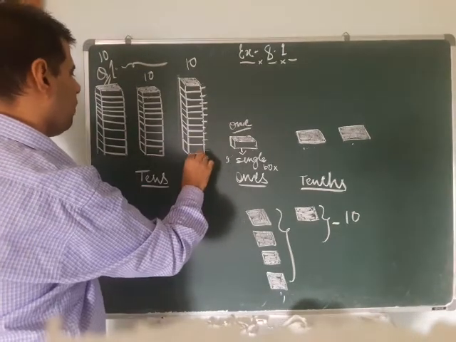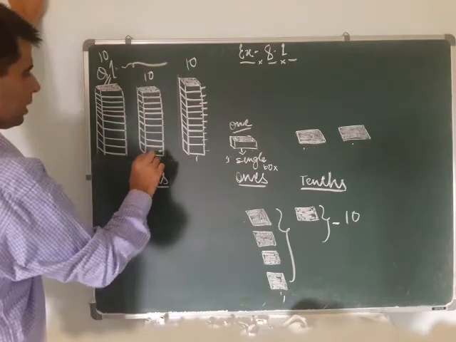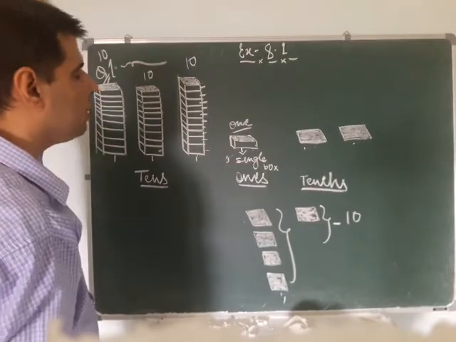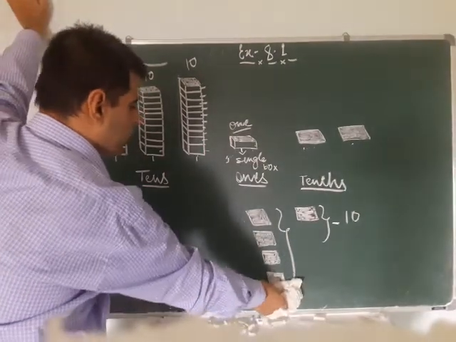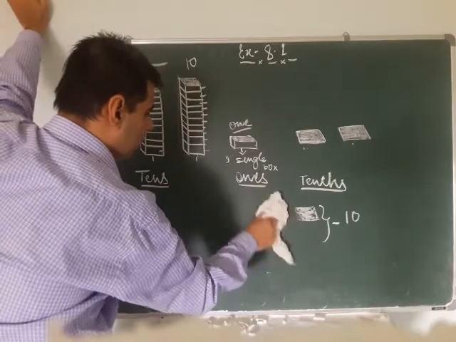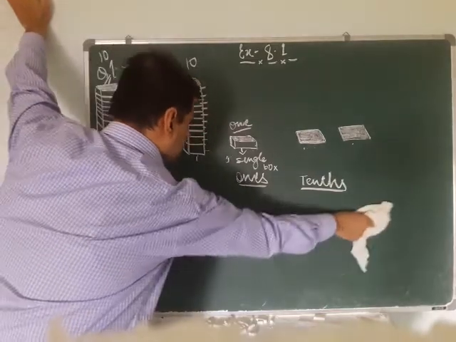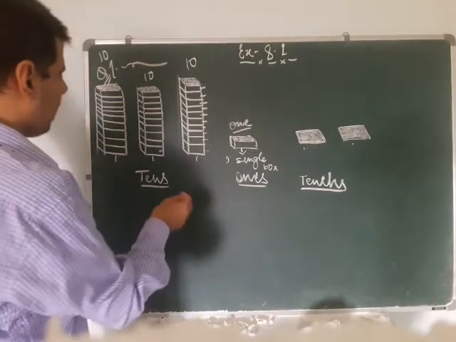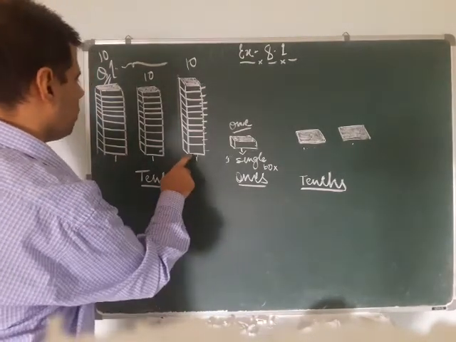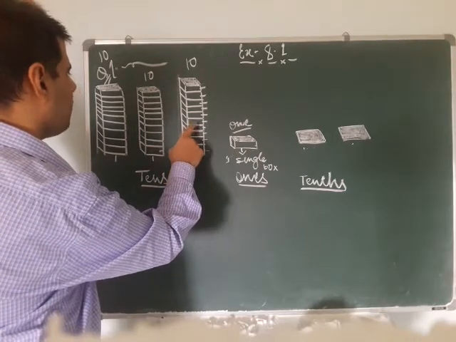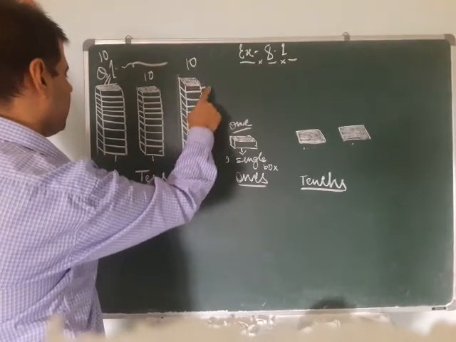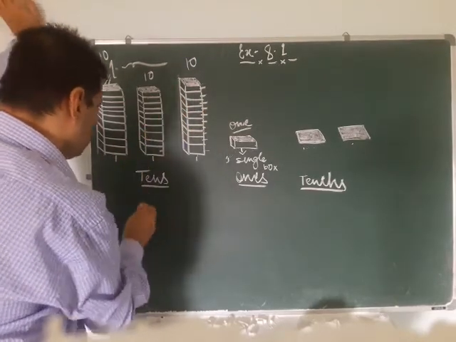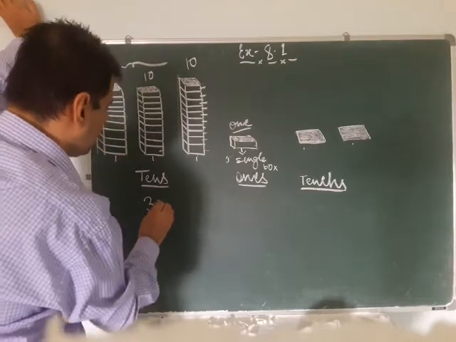And there are three sets of 10 boxes. In the first set there are 10 boxes, in the second set there are 10 boxes, and in the third set there are 10 boxes. Suppose we are asked to count the number of boxes and represent them in numeral form. How will we represent it? We can see that there are three sets of 10 boxes. Here there are 1, 2, 3, 4, 5, 6, 7, 8, 9, 10 boxes. Here also there are 10 boxes.